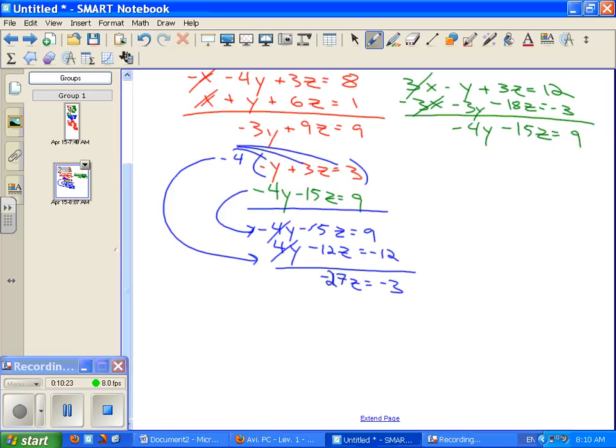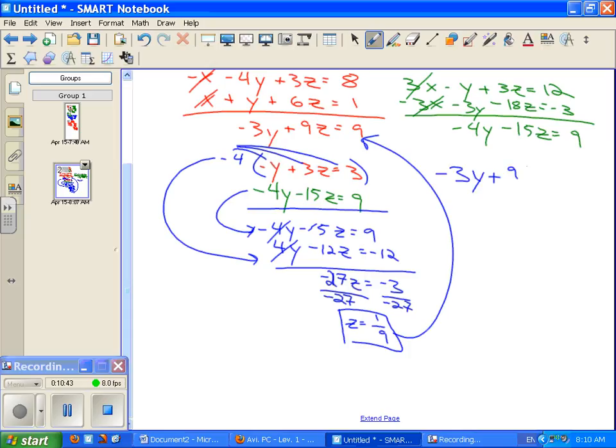Am I still right, though? Yeah, you're right. Okay. So when I divide both sides by negative 27, z comes out to be 1/9. So I'm going to plug this back in here, because then I have negative 3y plus 9 times 1/9 equals 9. So I'm getting negative 3y plus 1 equals 9. Subtract 1 from both sides, so negative 3y equals 8. So y is going to be 8 over 3.